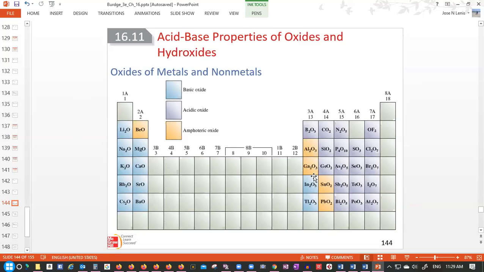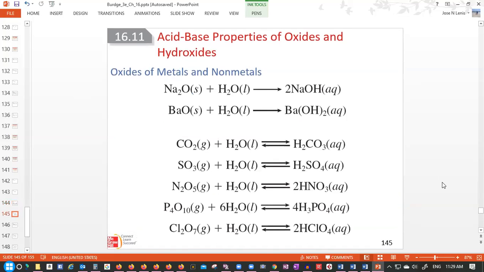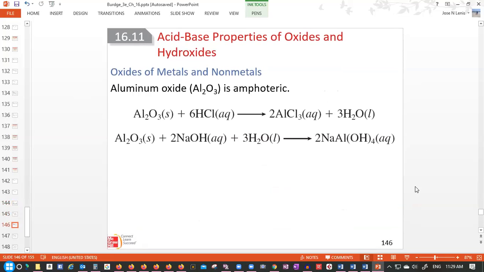These elements here that are in the border of metals and non-metals, some of them are semi-metals here. They have the tendency to have both properties, acidic or basic. So that makes them amphoteric oxides. Here are some examples of these reactions with water to form the hydroxides and to form the acids, the most common acids that we use in the lab.